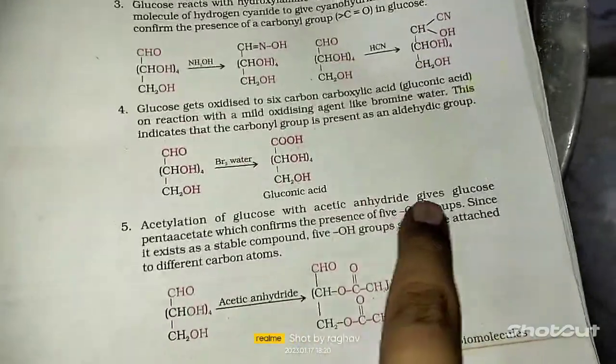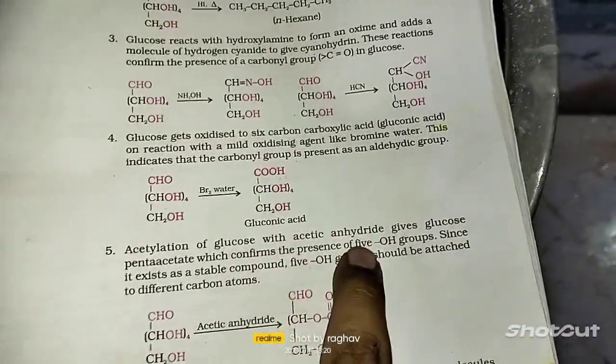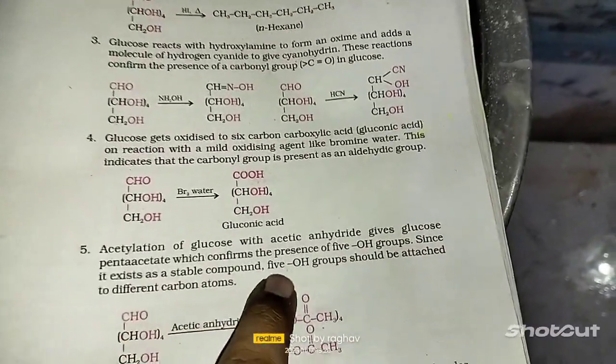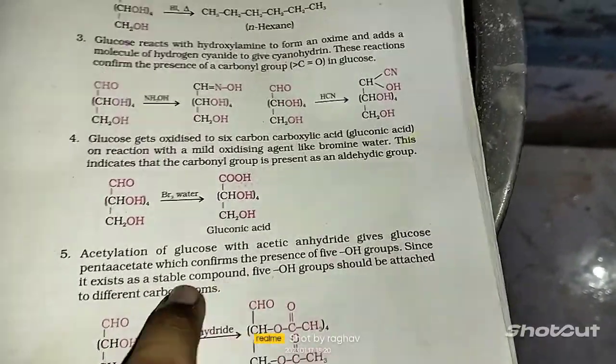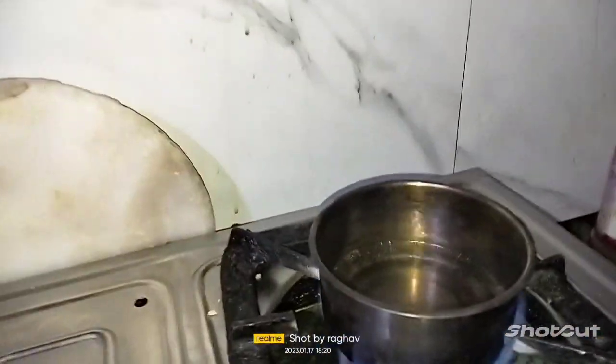So this is a structure. Acetylation of the glucose with the acetic anhydride gives glucose pentaacetate, which confirms the presence of the 5 OH groups. Since it is a stable compound, the 5 OH groups should be attached to different carbon atoms. This is the structure, acetic anhydride. This is from the biomolecules chapter. It is a topic of biochemistry. Biochemistry is very amazing and interesting.